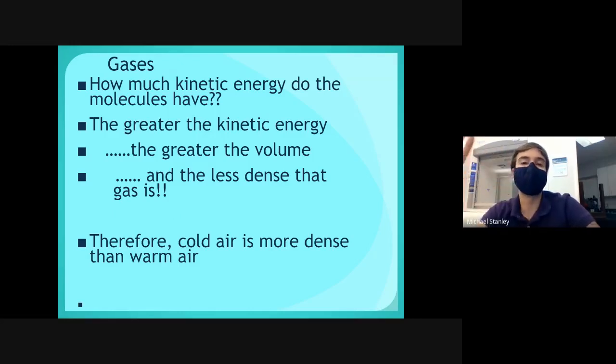So if you've ever been in a house, like a two-story house, or on the second floor of an apartment building, the first floor tends to be colder than the second floor because cool air tends to sink and warm air rises up. That's also the principle behind why hot air balloons work.